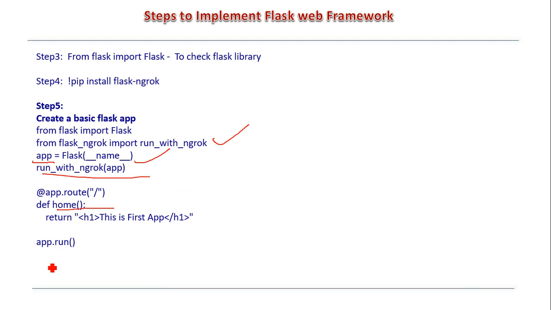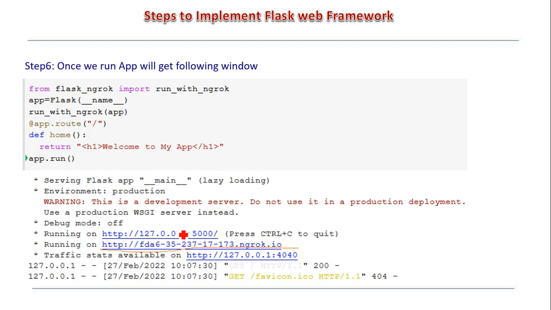Once you run the app, it automatically runs on Colab and is served from a public IP, because it is not running on the local machine. See, this is the local machine. This is running on ngrok, at this IP.